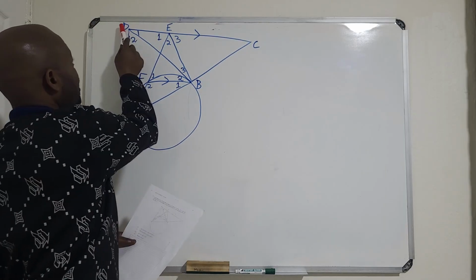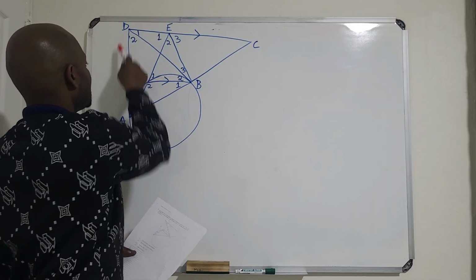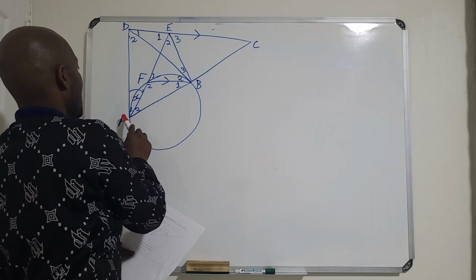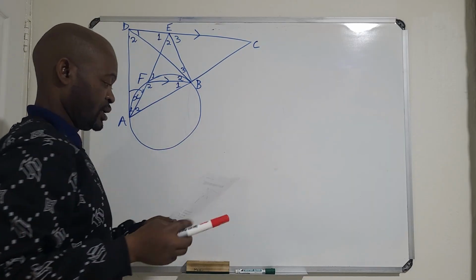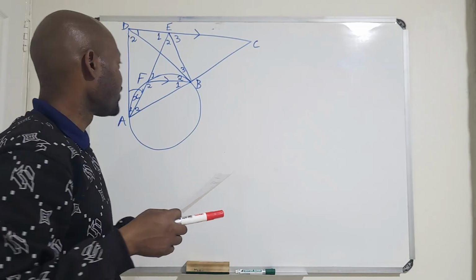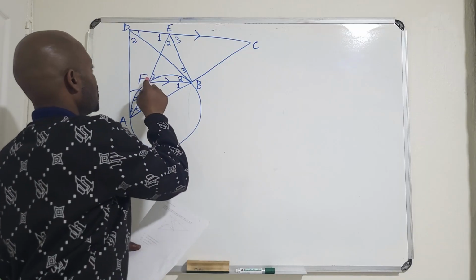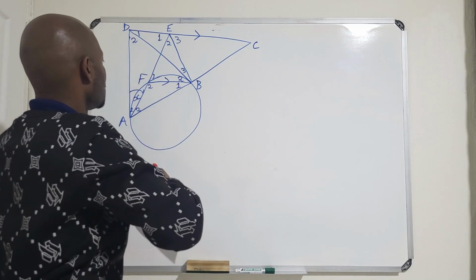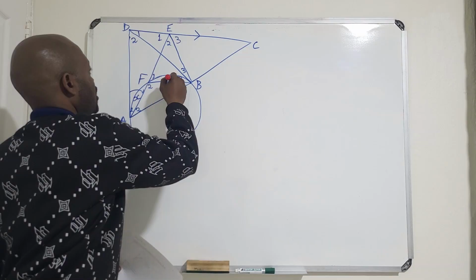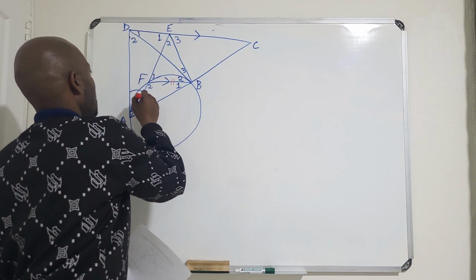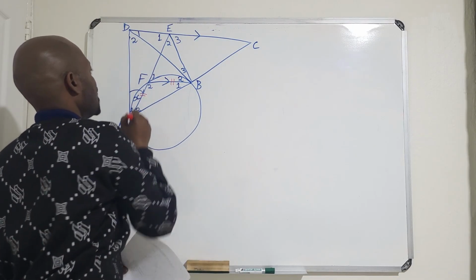Therefore, dA and dB are tangents to the circle at A and B. Now, AF is equal to FB. We need to show that they are equal. This is equal to this side.